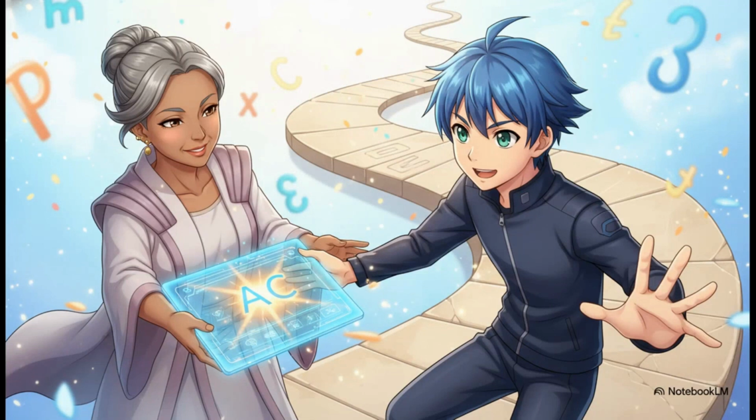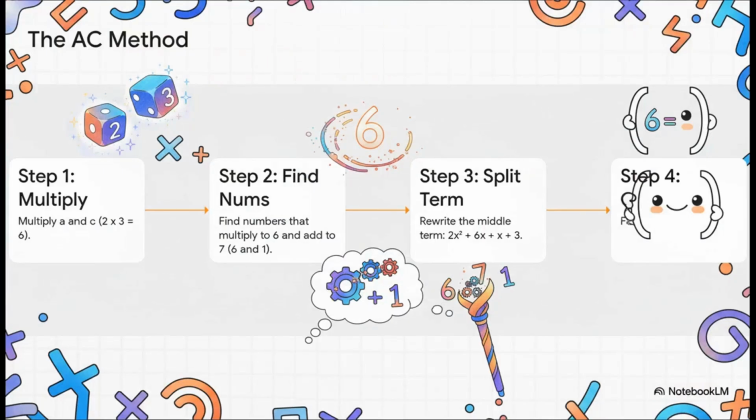Simple. Okay, but what happens when that a value isn't a nice simple 1? Well, things get a little more interesting. But don't you worry, because we have an incredibly powerful tool for this called the AC method. This thing is the real workhorse of factoring. Let's go back to that very first puzzle. 2x squared plus 7x plus 3.